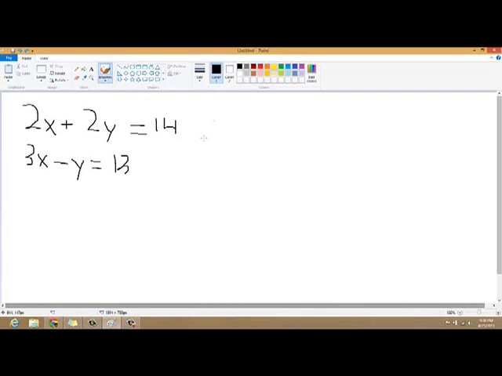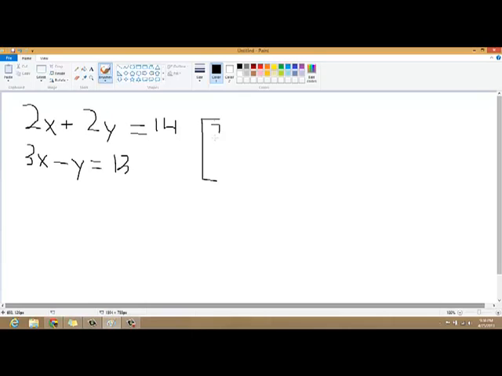Hi, today I'll be showing you how to solve a system of equations with a matrix. So first thing you gotta do is put this system into the matrix form. So with the coefficients, we got 2, 3, 2, and -1.